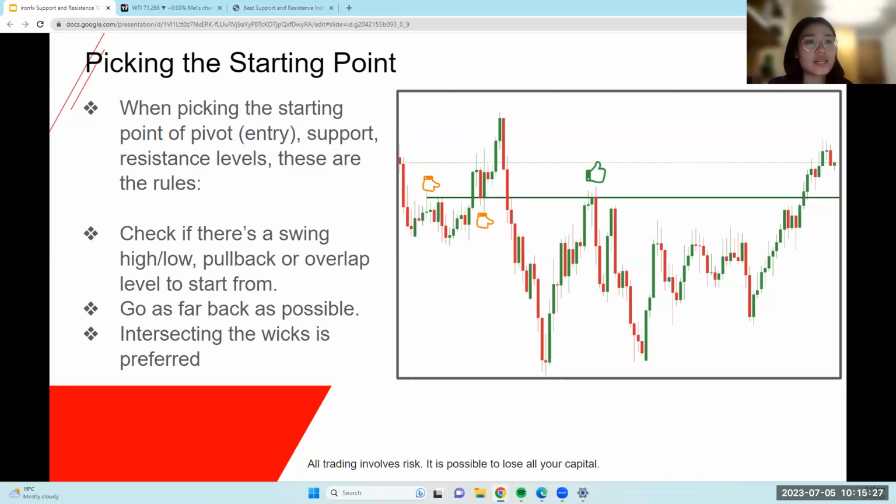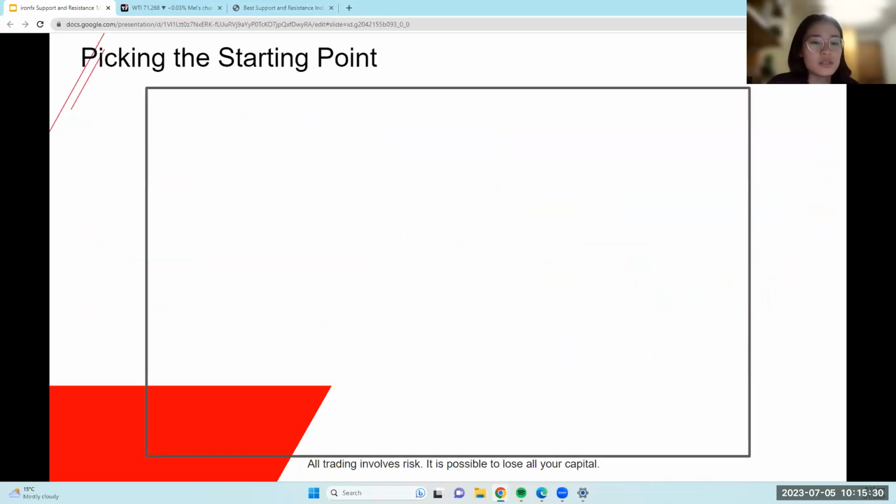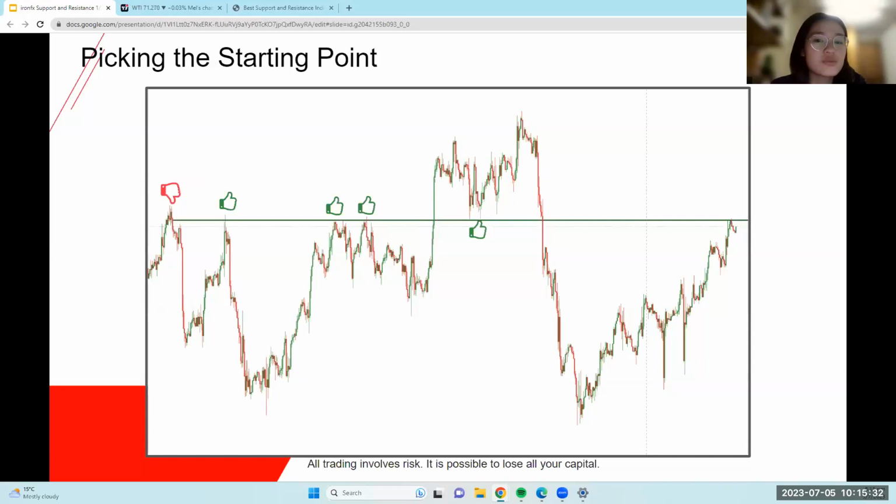Okay, now let's take a look at a couple more examples. So here we have our first red thumb. So it represents obviously an intersection that you should stay away from. So you can see that it intersects many bodies of candlesticks, whereas for the green thumbs, it's either just a wick or a couple of wicks, and that's preferred. Okay, so we basically want to look out for levels that have clean cuts of just the wicks of the candlesticks.